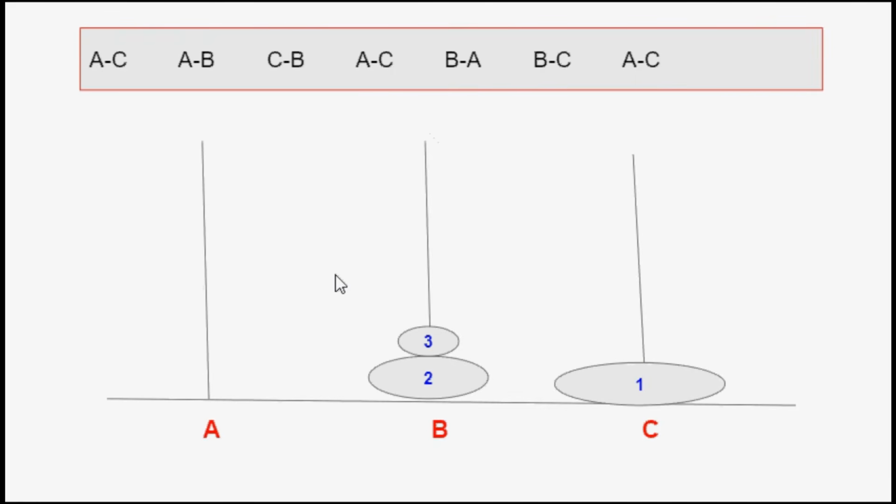Then B to A. So I am transferring disk number 3 to A. B to C. So I am transferring disk number 2 from B to C. A to C. So finally we are transferring disk number 3 from A to C. See, this is how recursively we were making the transfers using the program, which is actually very easy. I don't know what kind of phobia is related to the Tower of Hanoi problem, but it is actually very simple if you understand it properly.